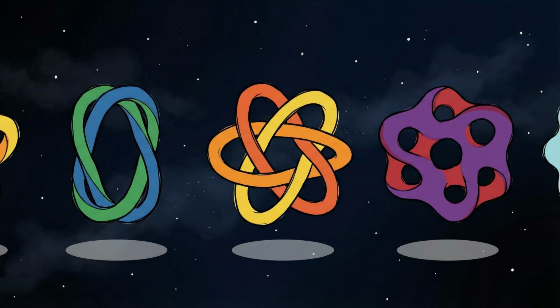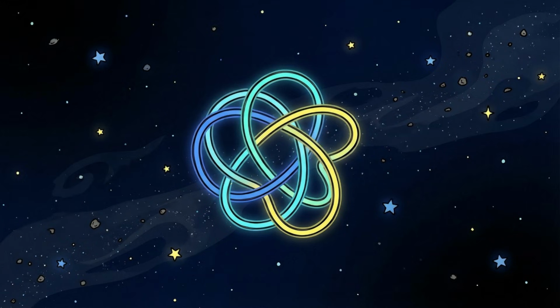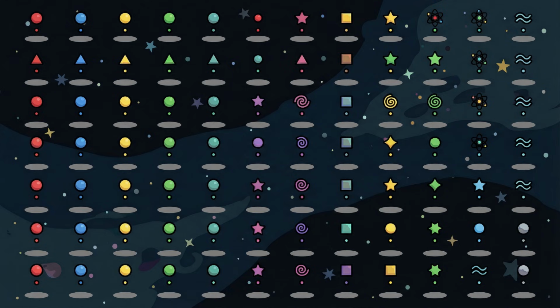Here's the next step. The shape of those hidden dimensions isn't arbitrary. The geometry can be incredibly complex, and in many models, it's described by special curled shapes, and that geometry can influence which particles exist, their masses, and how strongly they interact. In other words, the microscopic shape of space itself could help determine the particle menu we observe.